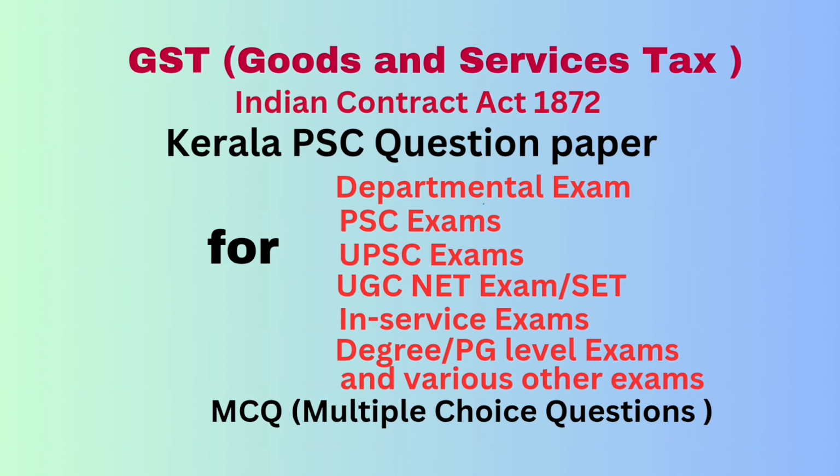Question number 39. A registered person who fails to furnish details of inward or outward supply has to pay a late fee of dash for every day during which such failure continues, subject to a maximum of 5000 rupees. Answer: rupees 1000. Question number 40. Electronic cash ledger is maintained in form dash. Answer: GST PMT 05.